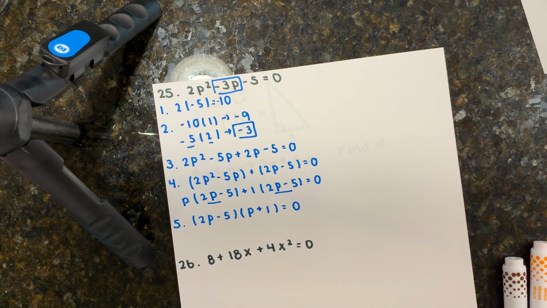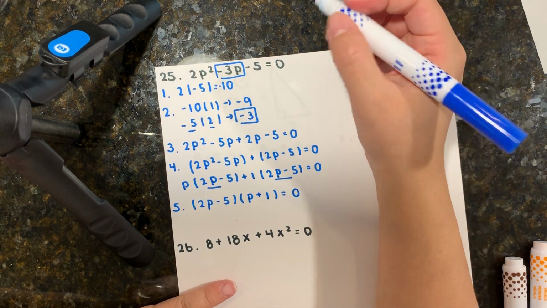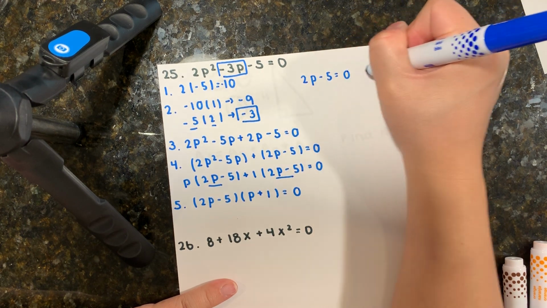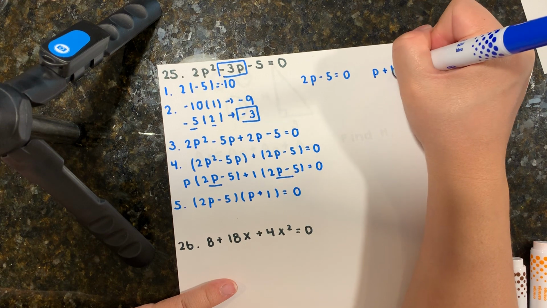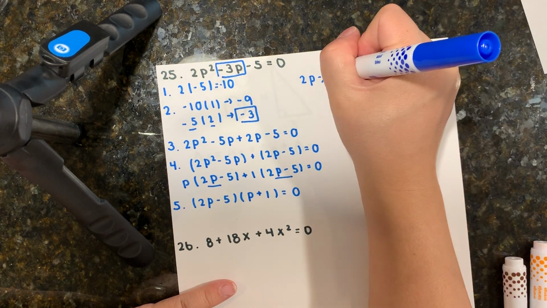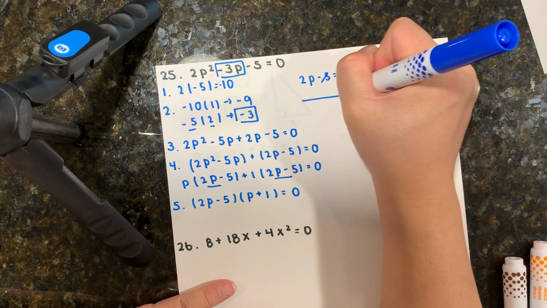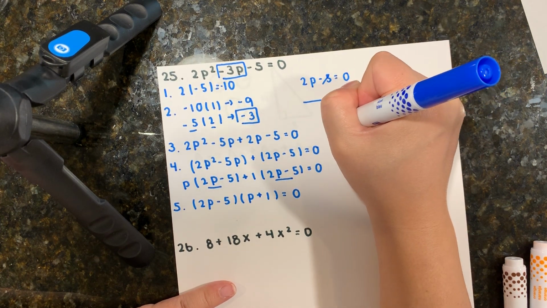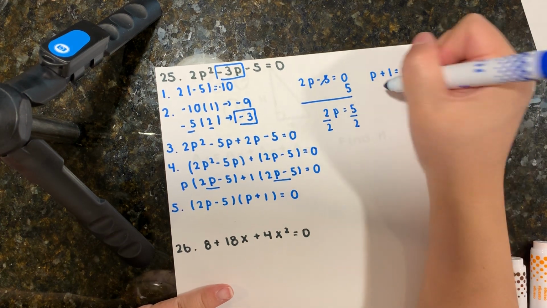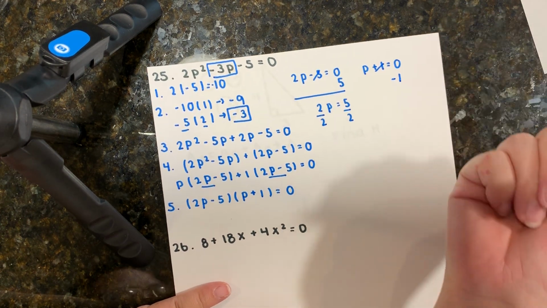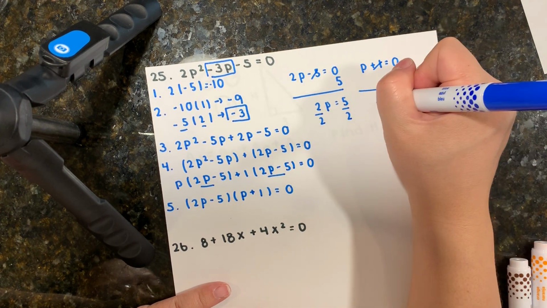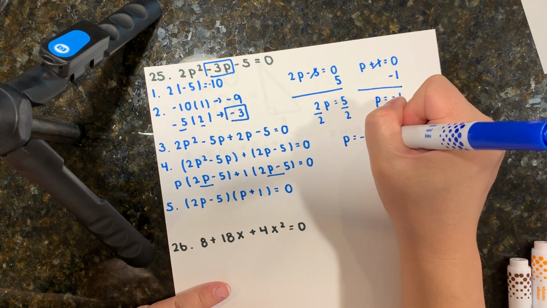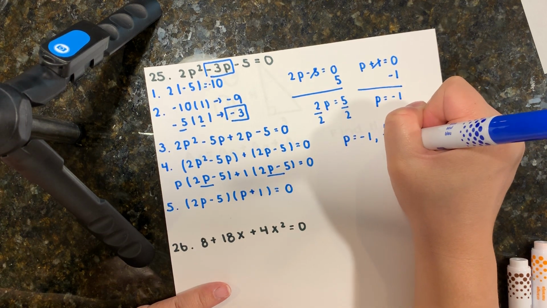Just like on all the previous problems, you are going to have to solve this. So I'm going to set 2p minus 5 equal to 0, and I'm going to set p plus 1 equal to 0. When I move the 5, I'm going to add it to the other side. So I get 2p equals 5 and divide by 2. This one I just have to move the 1 to the other side. So my result is p is going to be equal to not only -1, but also positive 5 over 2.